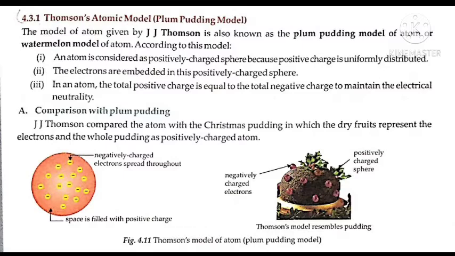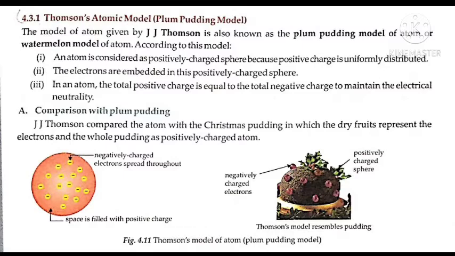According to this model, an atom is considered as a positively charged sphere because positive charge is uniformly distributed. The electrons are embedded in this positively charged sphere. In an atom, the total positive charge is equal to that of total negative charge to maintain the electrical neutrality.